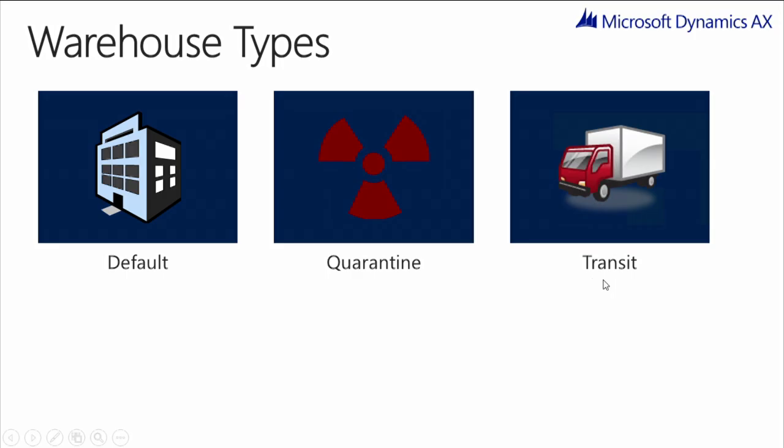A transit warehouse is an intermediate warehouse that represents the from and to warehouses when you are transferring inventory from one location to another location. This typically represents the truck that stores the items while they are being moved from one warehouse to another.